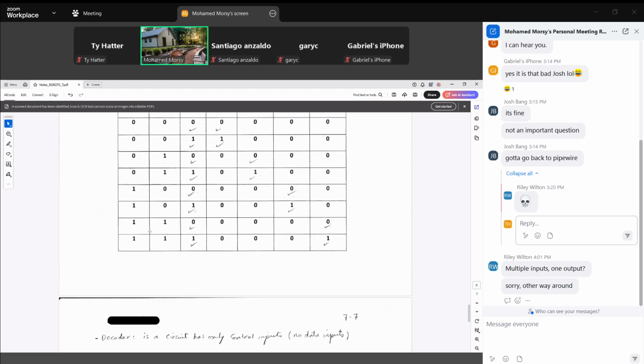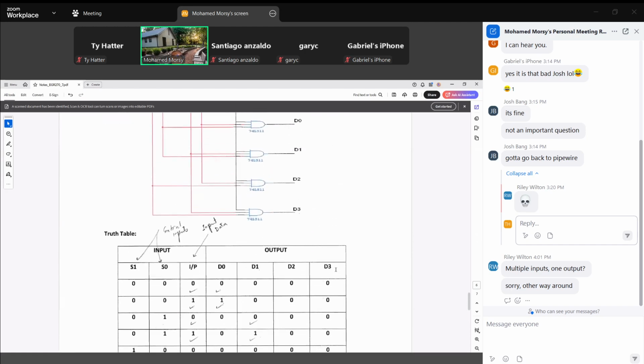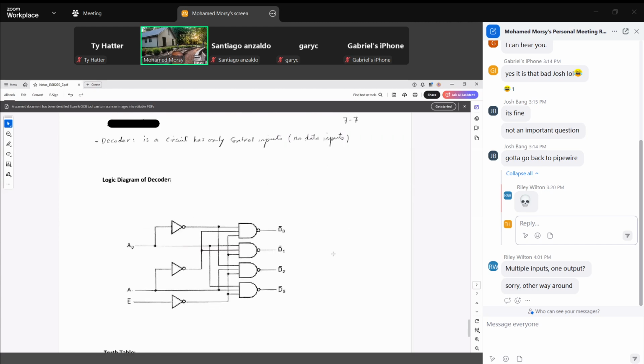1, 1, S0 is 1 and S1 is 1, so we talk about D3. So if the input is 0, D3 will be 0. If the input is 1, D3 will be 1. This is simply the function of the demultiplexer.